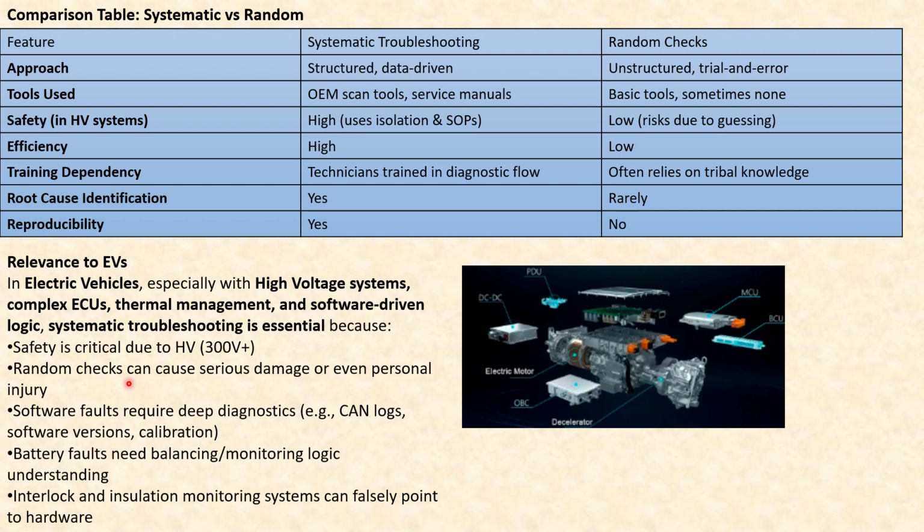Software faults require diagnostics, for example CAN logs, software versions, and calibration. Battery faults need balancing, monitoring, and logic understanding. Interlock and insulation monitoring systems can falsely point to the hardware. So this is relevant to the EV.